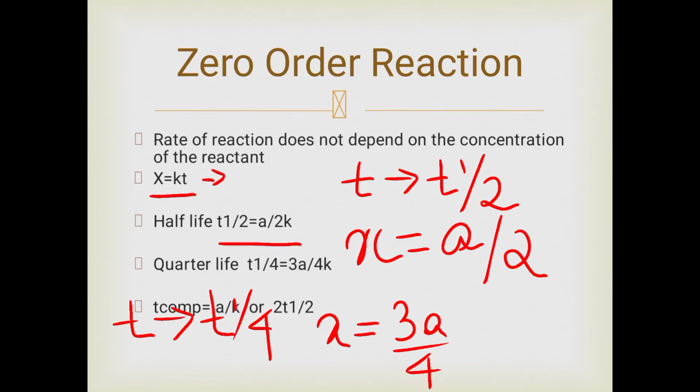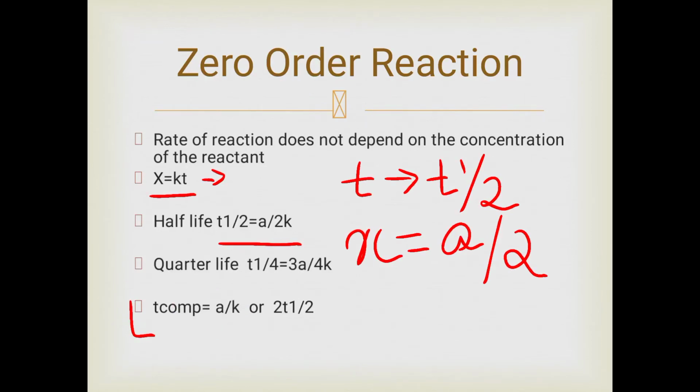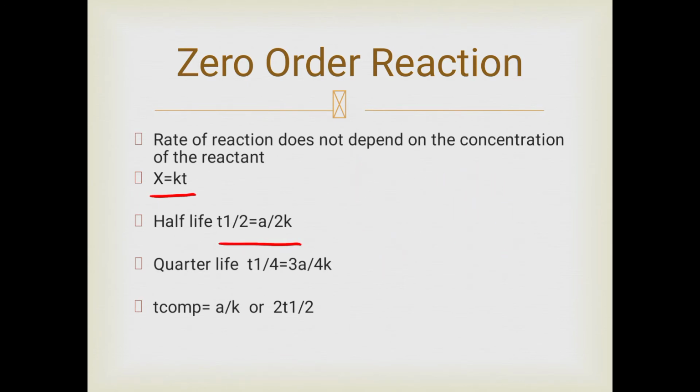And t completion is given by a upon k. That is, you can also say t completion is 2 times half-life in case of zero order reaction. All you got to remember is the values that I have obtained and written down here. If you can memorize them, it's well and good, or else you can derive them the way I have told.